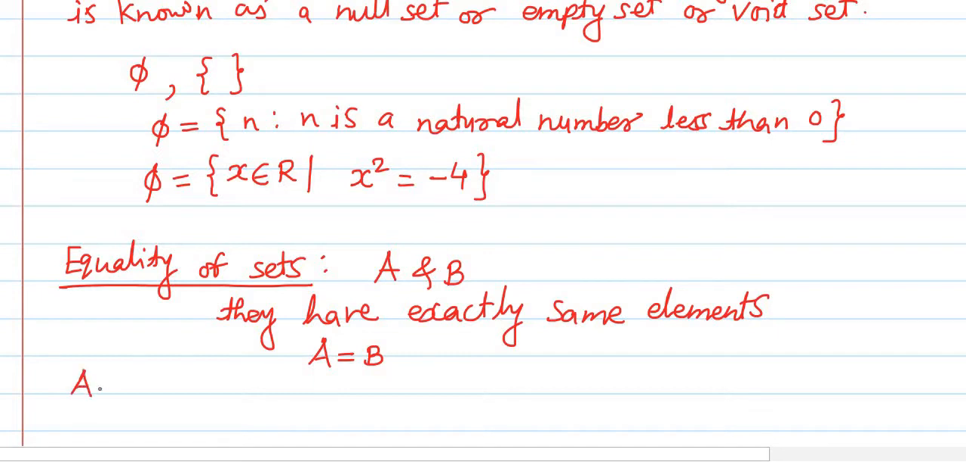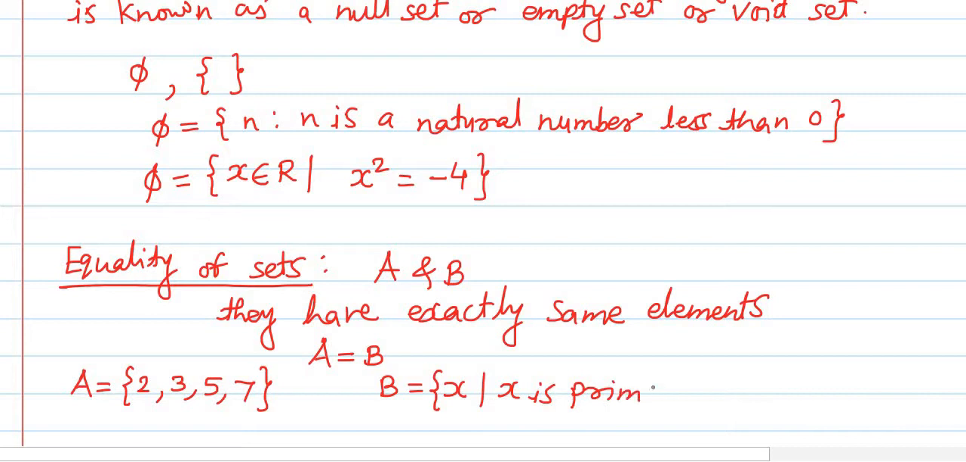For example, A is the set of all prime numbers less than 10. Then the set A will be 2, 3, 5, 7. So this will be the set A. And suppose B is the same set written in the set builder form, meaning B is the set of all x such that x is a prime number and x is less than 10. Then from this it is clear that we have A is equal to B. Like such, the equality of sets is defined.